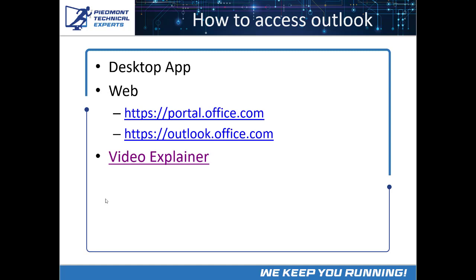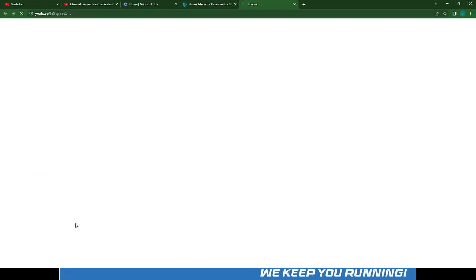So to access Outlook, there's of course the desktop application that most of us are familiar with, and we'll get into that in a few minutes. And through the web, you can go to portal.office.com, which is the kind of homepage for Office 365. If you sign in there, you'll have access to all the apps that you are licensed to use through Office 365. If you want to skip that site, you can go to outlook.office.com, which will take you right to your email. So we'll jump right in and go with a video explainer on that.